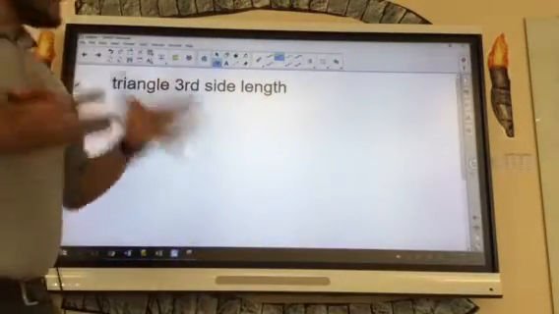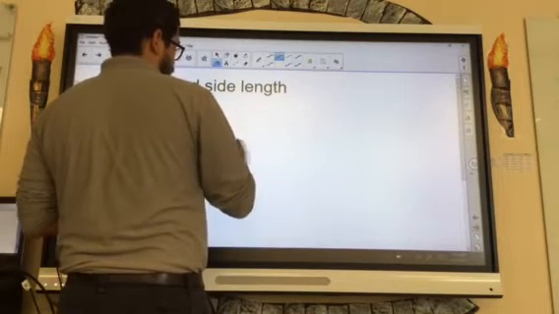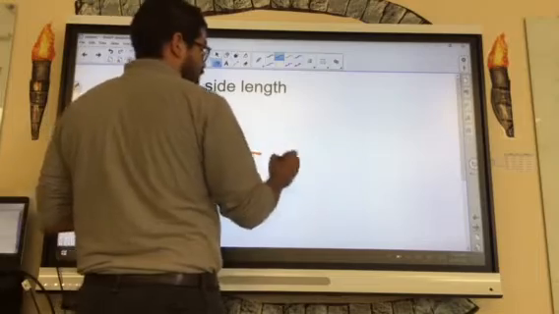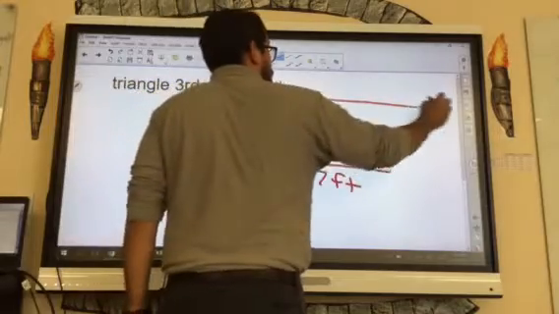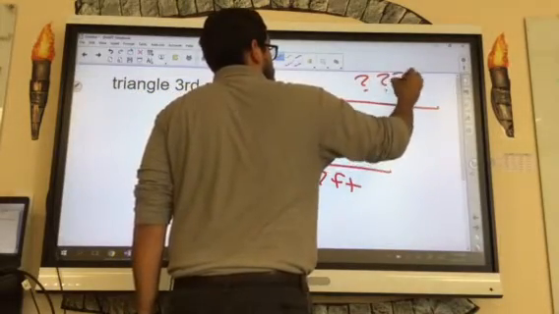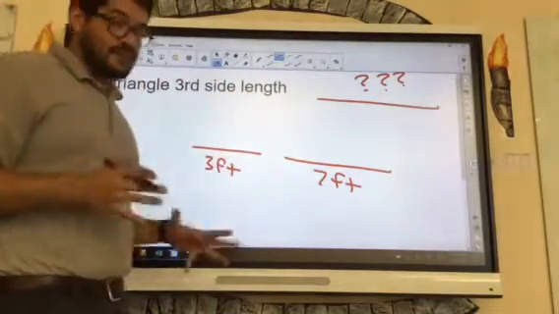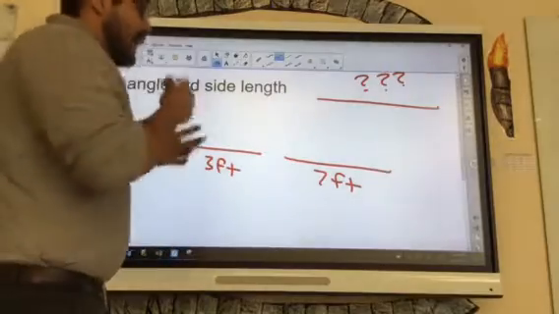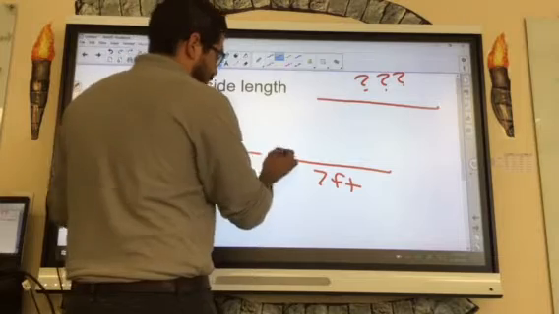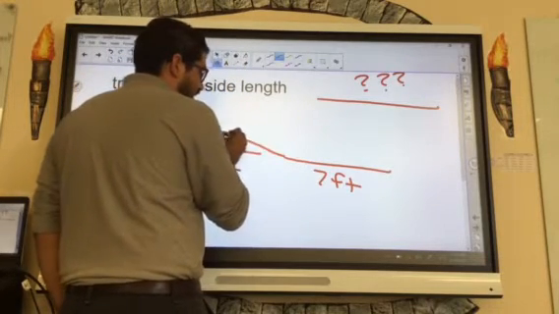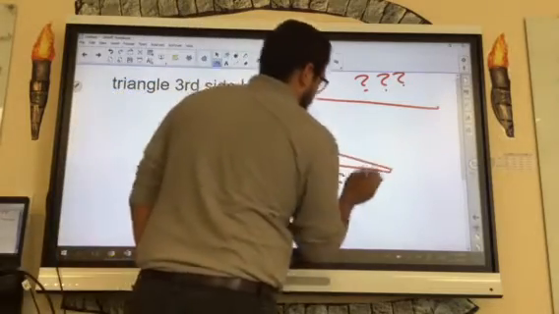Triangle's third side length. Okay, this is a pretty simple concept. If I have a triangle and one side is 3 feet and the other side is 7 feet, okay? And I said, what are the possible lengths for this third side? Now, this third side, there's a lot of numbers it can be, okay? But I want to focus on what the numbers it cannot be, okay? If I get this 3 and I put it right here, 3 feet, and I kind of just make the slightest angle, 3 feet, okay? What length is this? What length can that be?